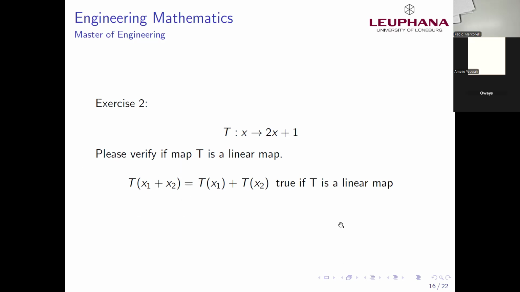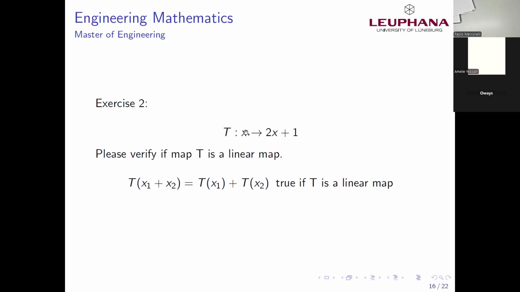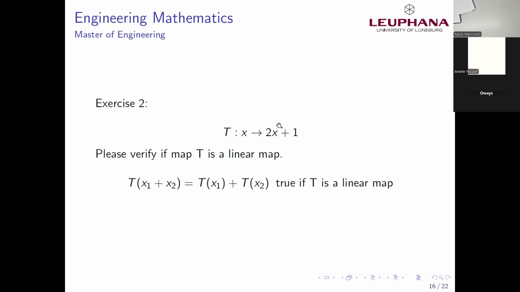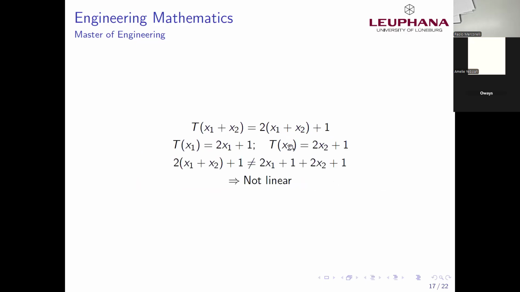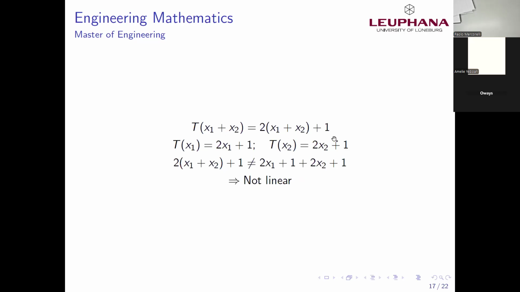This is true if T is a linear map. Look, T applied to x1 and x2 is 2 times (x1 plus x2) in parentheses plus 1. Please pay attention: T applied to x1 and x2 means 2 times parentheses x1 plus x2, parentheses, plus 1. This is exactly when I have two elements working together. Now, if I have a separation between two elements, T(x1) equals 2x1 plus 1, always in accordance with the map, and T(x2) equals 2 times x2 plus 1.